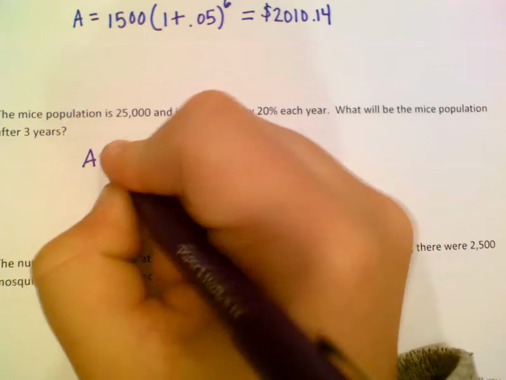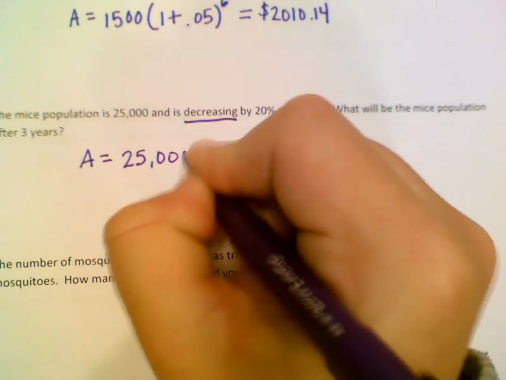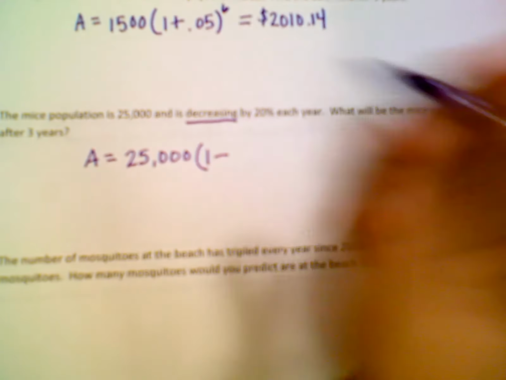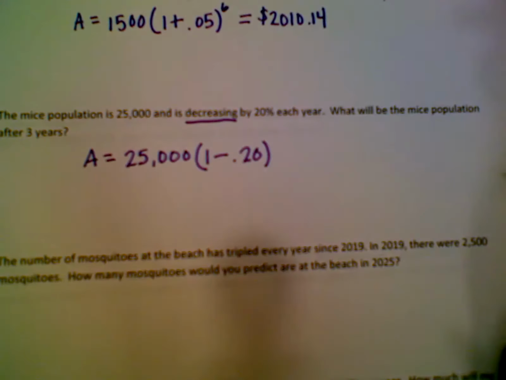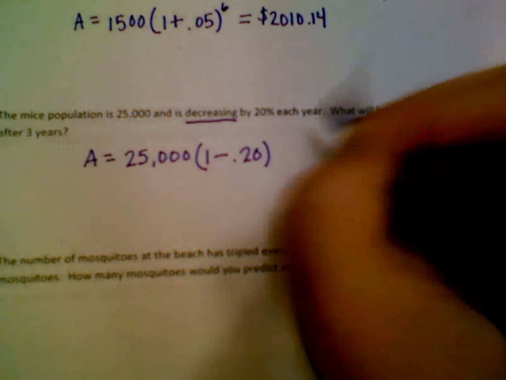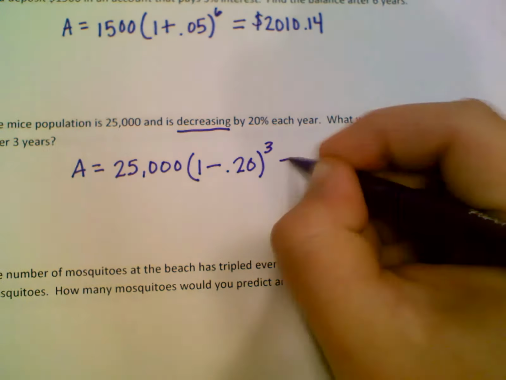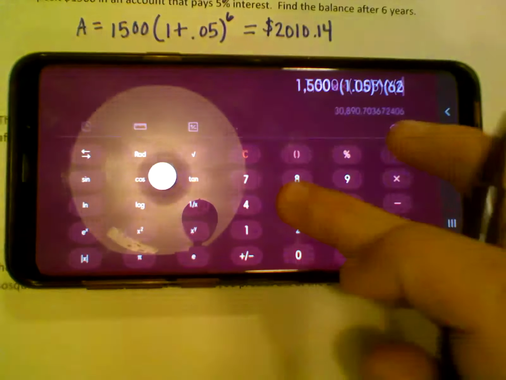So the amount or the population of mice, our starting amount is 25,000. It's decreasing, so it will be 1 minus for decrease. 20%, so 0.20, or you could just put 0.2, right? That's the same number. And we want to know after how long? After 3 years. So you can go ahead and calculate this using your handy data calculator, whether it's on your phone or computer.